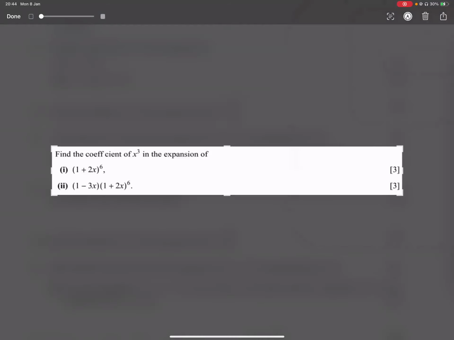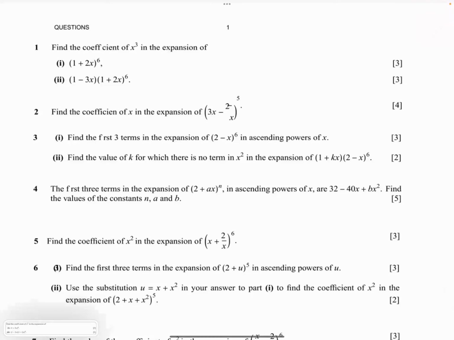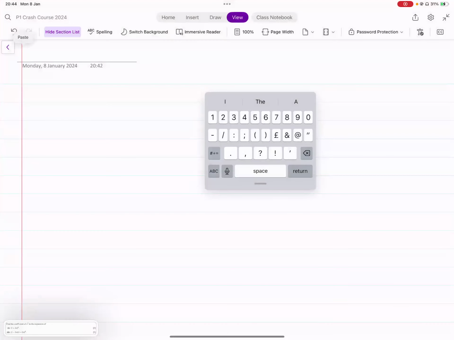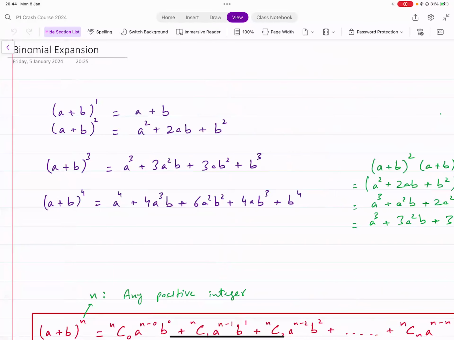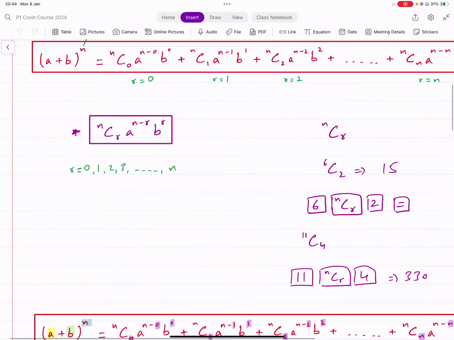So it's a relatively easier question on this topic. Let's start with this. Question number 1. Now, remember, this is the formula that you're going to be given in the formula sheet.